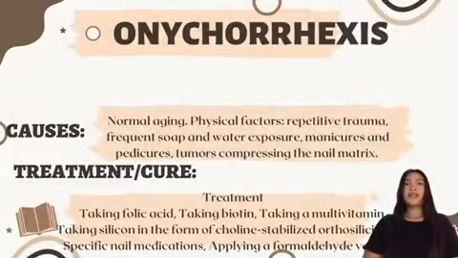Onychorrhexis is a condition that causes vertical ridges to form on the fingernails. Instead of a relatively smooth nail plate, a person with onychorrhexis will have grooves or ridges in their nails. Some people may have this condition on only one nail, while others will have it on all nails.